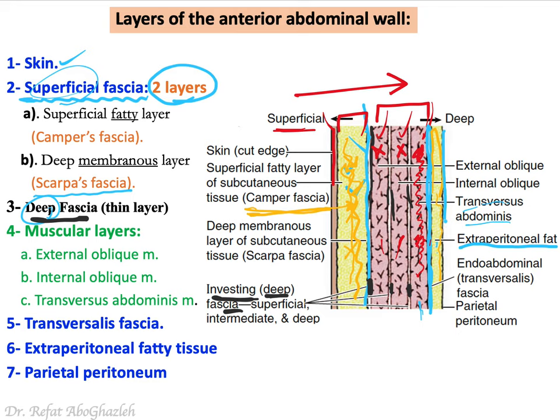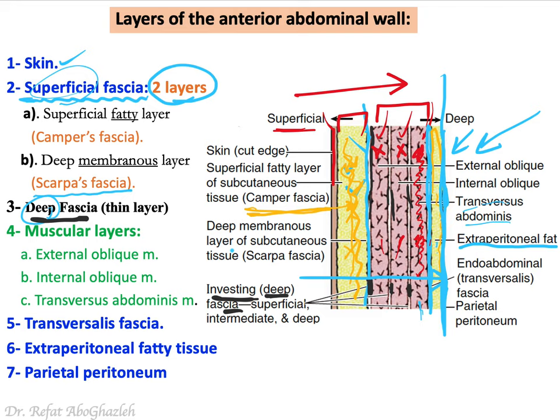Parietal peritoneum is the last internal layer that lines your abdomen. That means if you are inside the abdomen, the first layer you will see in your face is the parietal peritoneum. That means during surgery or laparoscopy, the last layer that you will penetrate is the parietal peritoneum. Excellent. These are seven layers.